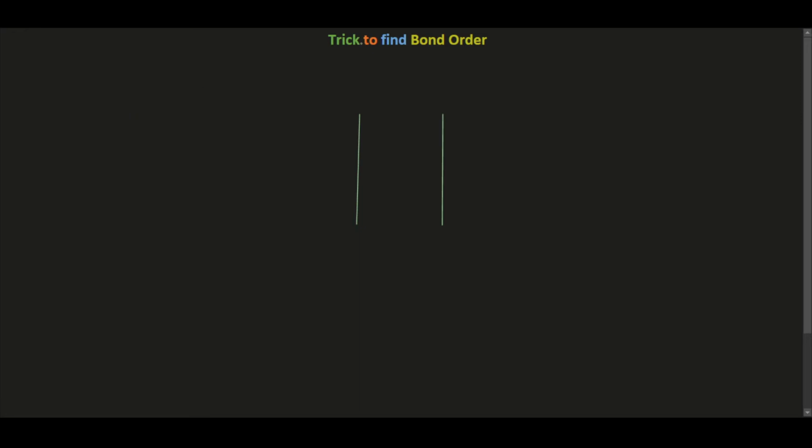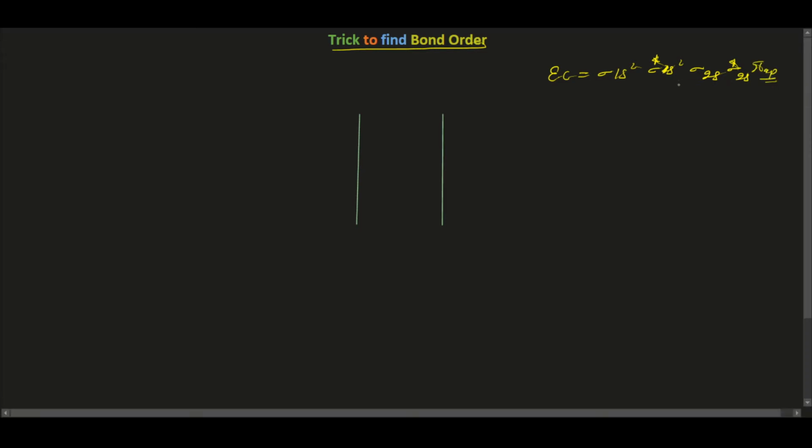Today we are going to learn a trick to find bond order. Normally, how we used to find the bond order, we used to write the electronic configuration, that is sigma 1s2, sigma star 1s2, sigma 2s2, sigma star 2s2, again pi 2px2, 2py2. So this becomes very lengthy and time-consuming for a single question.